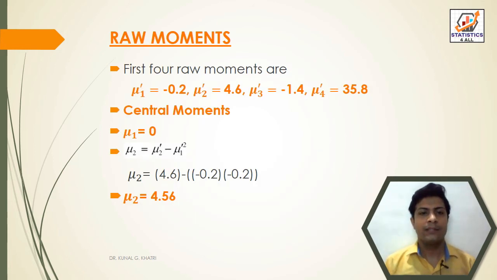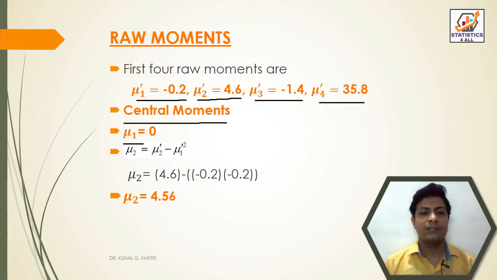So here is a summary given. The first four raw moments are mu 1 dash is equal to minus 0.2, mu 2 dash is equal to 4.6, mu 3 dash is equal to minus 1.4, and mu 4 dash is equal to 35.8. Now we will find the central moments.